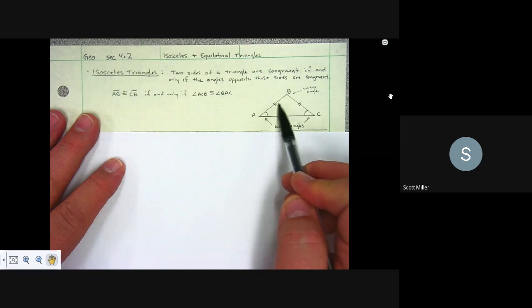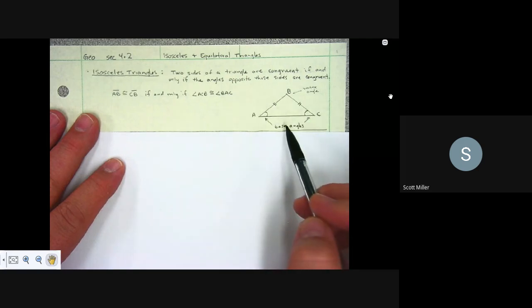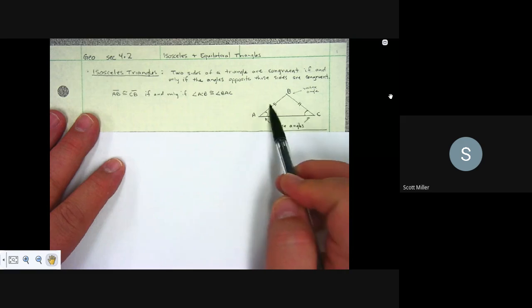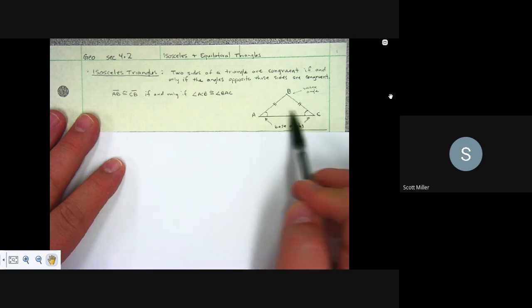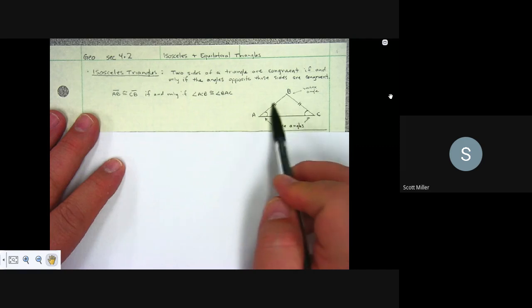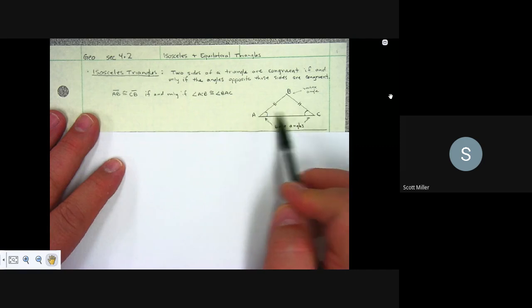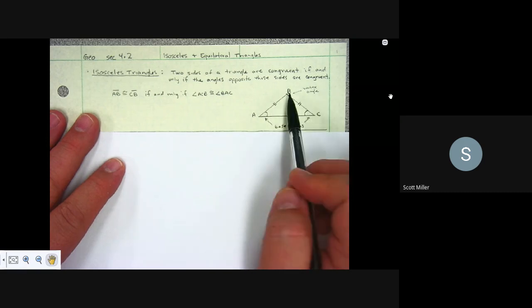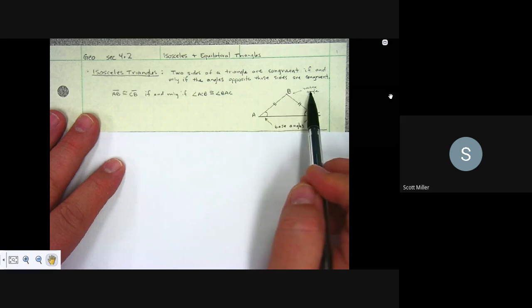So this is the definition basically of an isosceles triangle. It has two sides that are congruent, and these two base angles are congruent. So if I tell you that two sides of a triangle are congruent, then I have also told you that the base angles are congruent. And if I told you the base angles are congruent, then I've told you these sides are congruent. This angle right here, the third angle, is called the vertex angle. Okay, and so that's isosceles triangles.